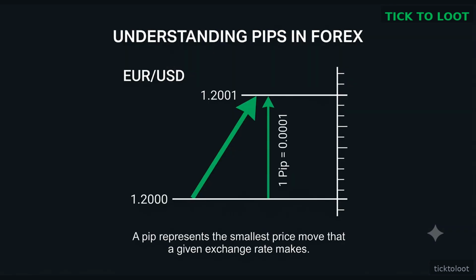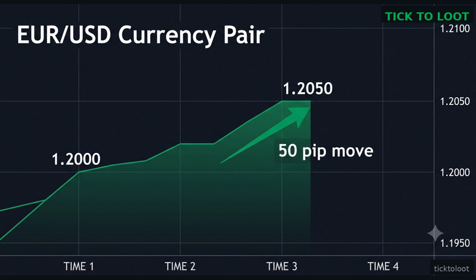So what is a pip? A pip is the smallest standard price movement in the Forex market. For most currency pairs, like Euro to US dollar, 1 pip is equal to 0.0001. Think of it like a small step in the price movement of a currency pair. For example, if the Euro to US dollar moved from 1.2000 to 1.2050, that is a 50 pip move. This means the price has moved 50 times the smallest standard price movement.